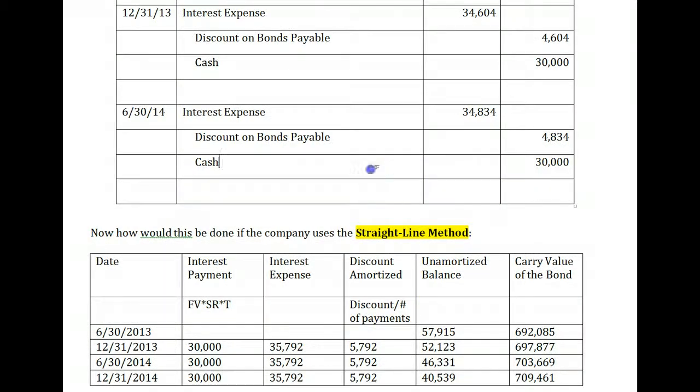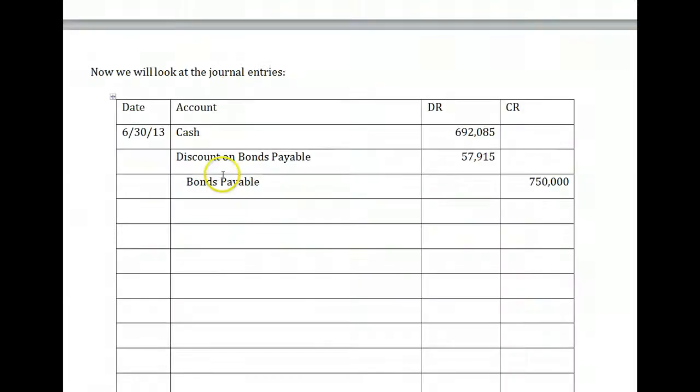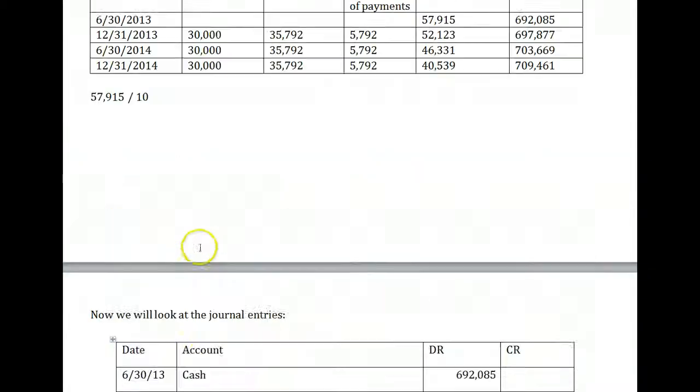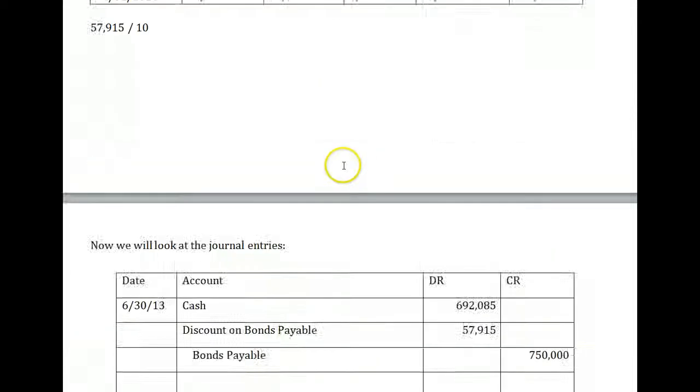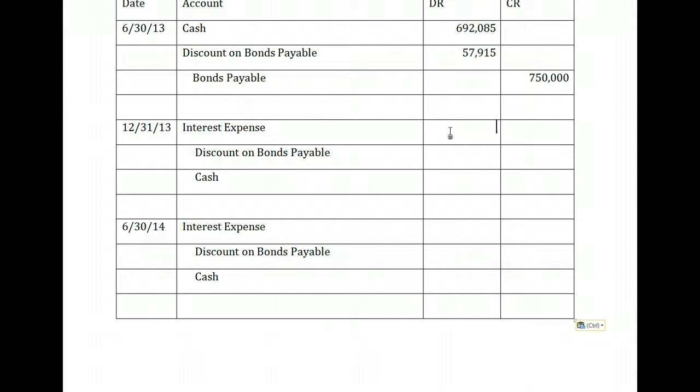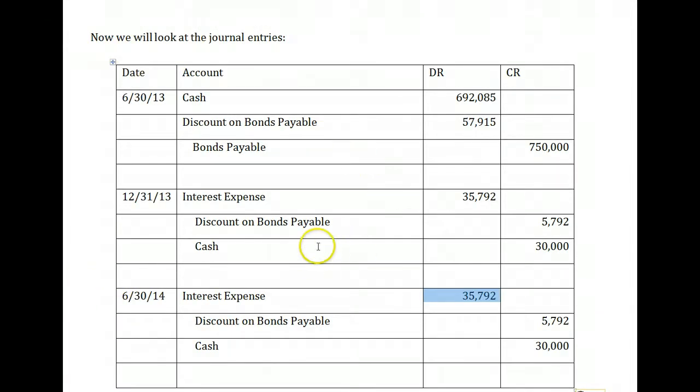Now, our interest payments would actually be a little bit different. And why is that? Well, because we amortize using a different method. So the cash payment will still be 30,000, but notice our interest expense is 35,792. So when we record the interest expense, it'd be 35,792, the discount amortization 5,792, and then our interest payment would be 30,000. Now the cool thing about straight line, once you figure it out once, it is always the same. So that would be our solution there to do our journal entries under the straight line method.